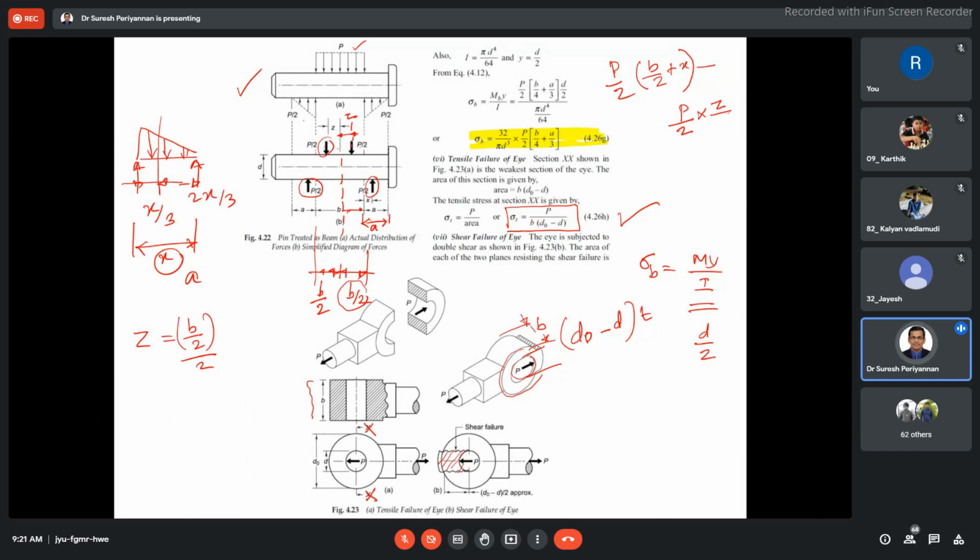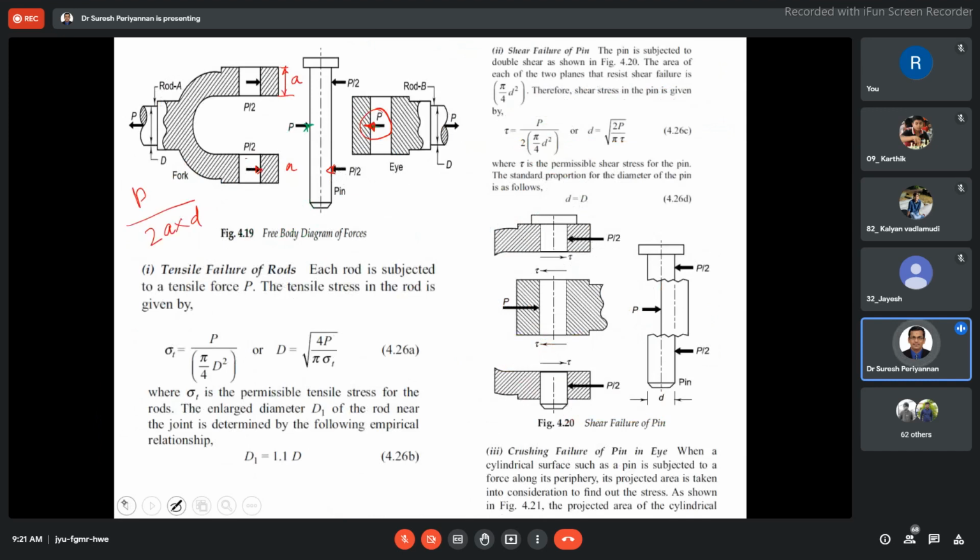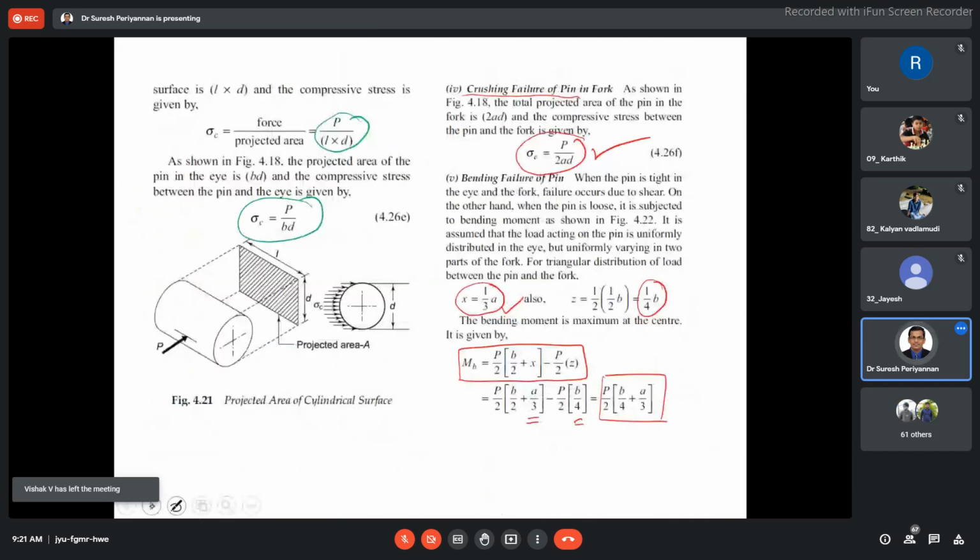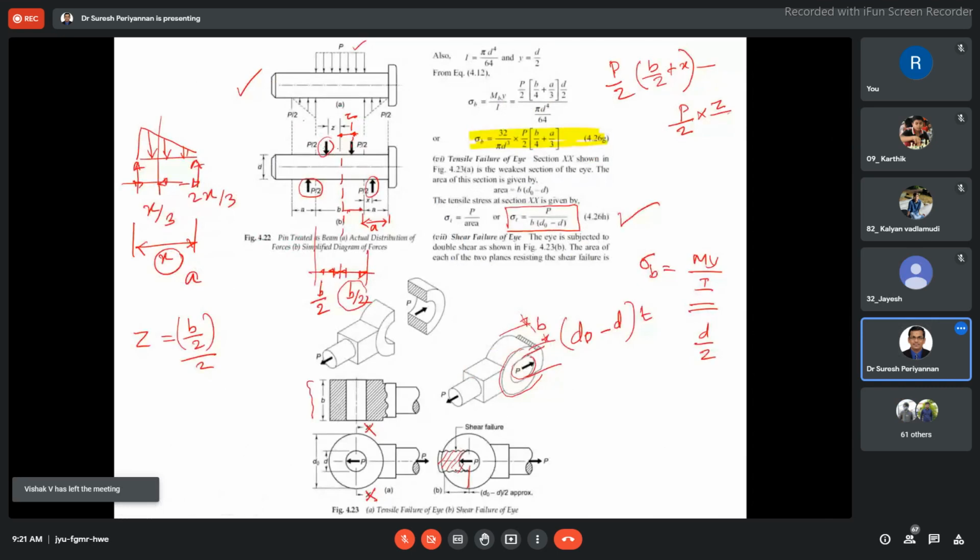What is the dimension? We know this. This force is acting. Please listen carefully to this free body diagram. I am taking only this side, P by 2, this is the region. We already know D naught, the total diameter. D naught minus D, and the center portion is our pin diameter D. D by 2, D by 2, this is the dimension here.